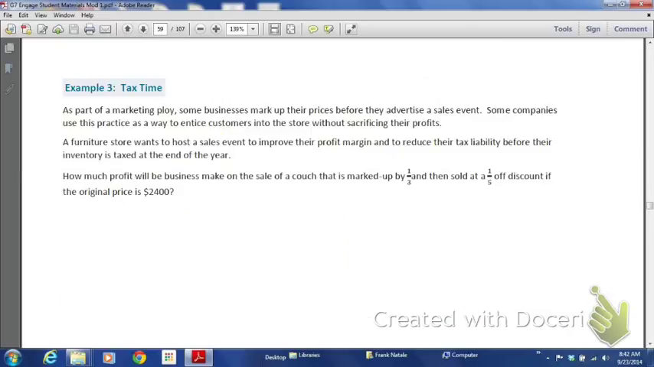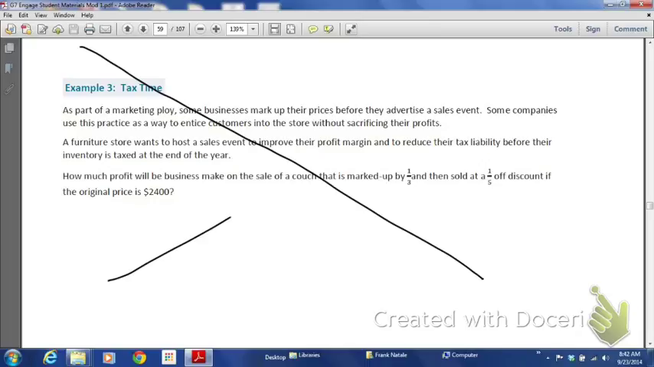Okay, this next example, example 3, tax time, I'm going to skip, and if you want to come back to it later, you can, to challenge yourself. But I want to skip this right now. I just don't like this marketing ploy idea. But the truth is that does happen, and the point they're trying to make here is that some businesses mark up their prices before they advertise a sales event. So, for example, they will actually jack up the price of something. And actually, I heard a case of this from a friend the other day.